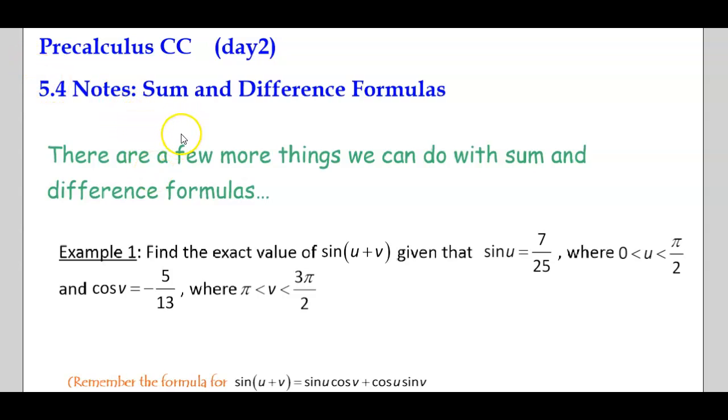There are a few more things we can do with some of the differences in these formulas.